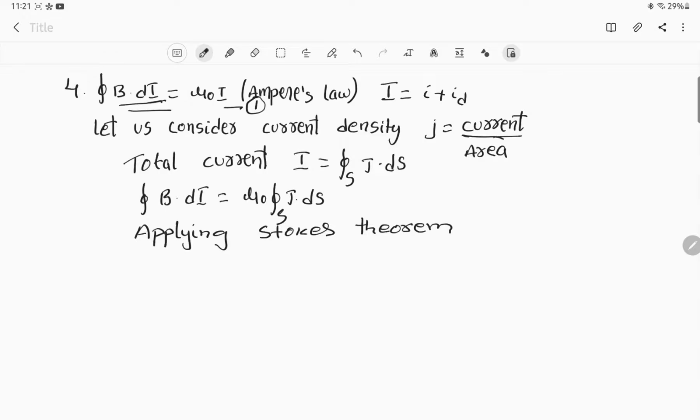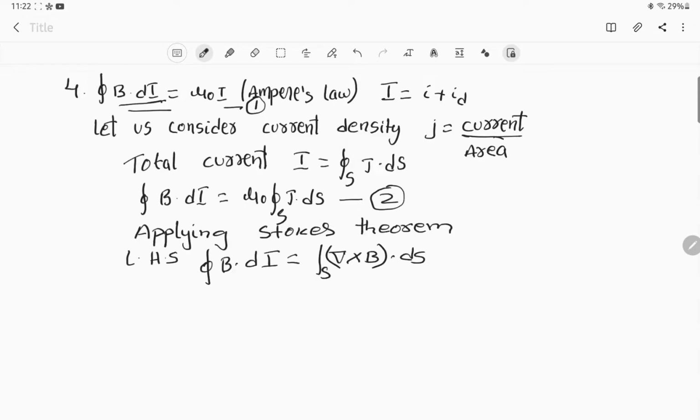By applying Stokes theorem, I am just taking the LHS. What Stokes theorem says is that you can convert this line integration into surface integration. So I am converting this LHS, which is in line integration form, into surface integration. So the line integral of B dot dl is equal to the surface integral of del cross B dot dS. Let us consider this as equation number 2.